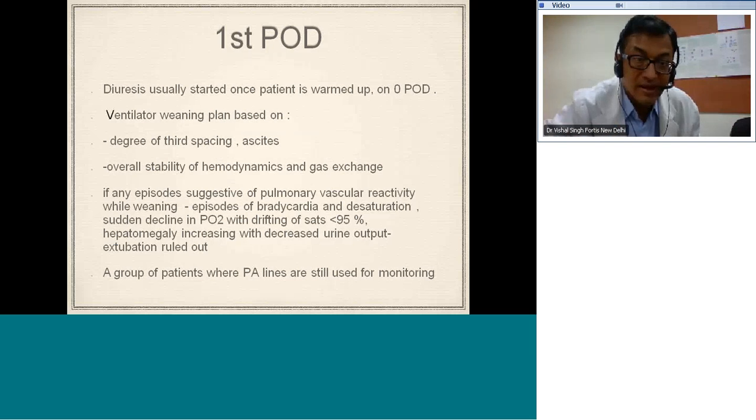if there are any episodes suggestive of pulmonary vascular reactivity while bleeding, episodes of bradycardia and desaturation, sudden decline in PO2 with drifting of sats, hepatomegaly increasing with decreasing urine output, please don't extubate such a patient. You'll be in a disaster.